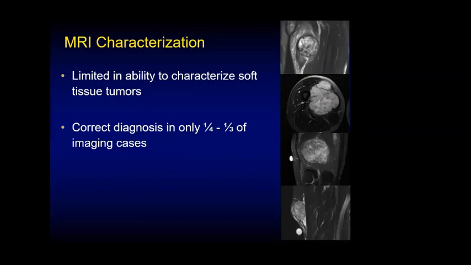The reason for that is that most soft tissue tumors have non-specific signal intensity. As you can see, these are four different soft tissue tumors, but all of them demonstrate heterogeneous high T2 signal intensity. Because of that, you can't really tell what type of soft tissue sarcoma it is. Sometimes you are lucky to actually detect the type of the soft tissue tumor.